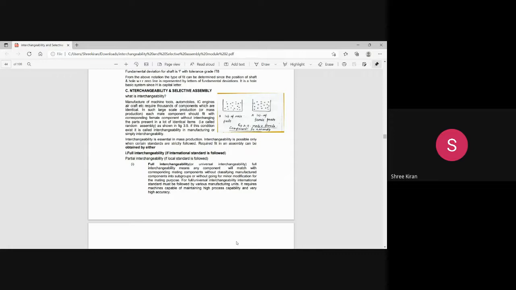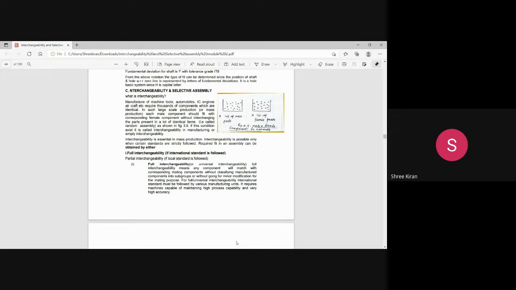Then, in such large scale production or mass production, each male component should fit with the corresponding female component without interchanging the parts present in a lot of identical items. That's what we say. So, in the case of interchangeability, we manufacture various machine tools, automobiles, IC engines, etc., which require thousands of components, a large number of almost identical components.